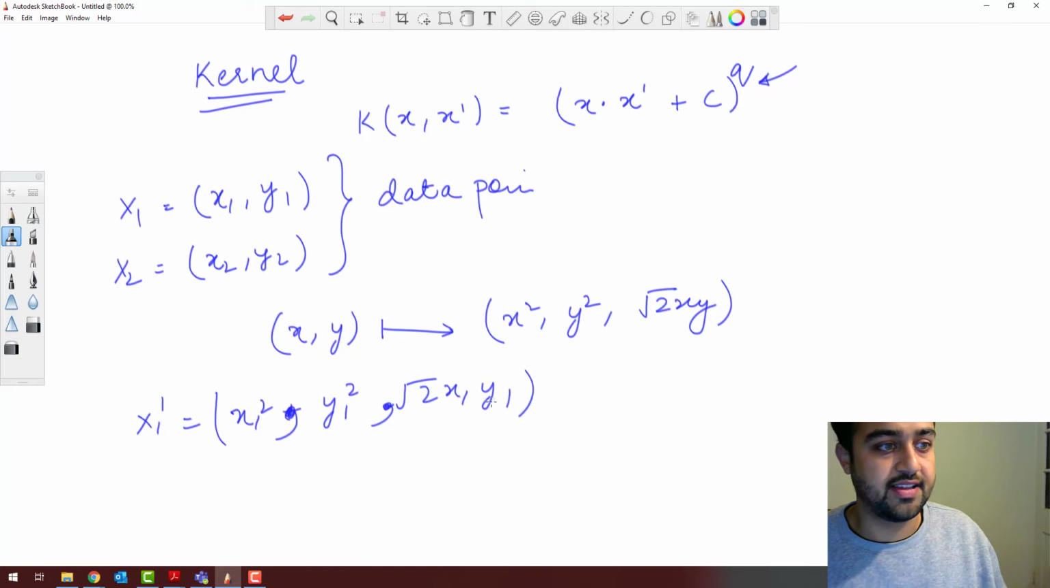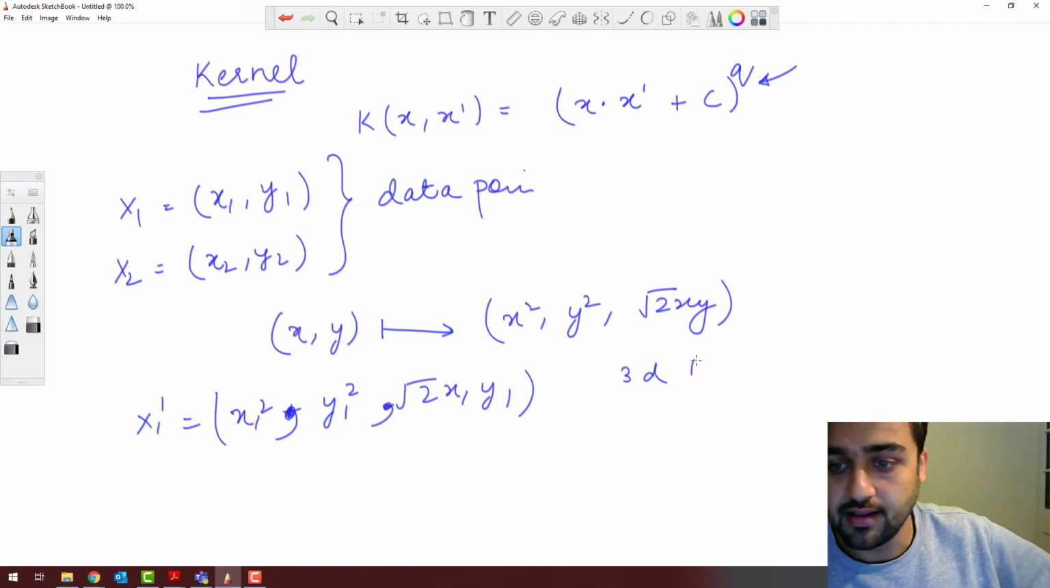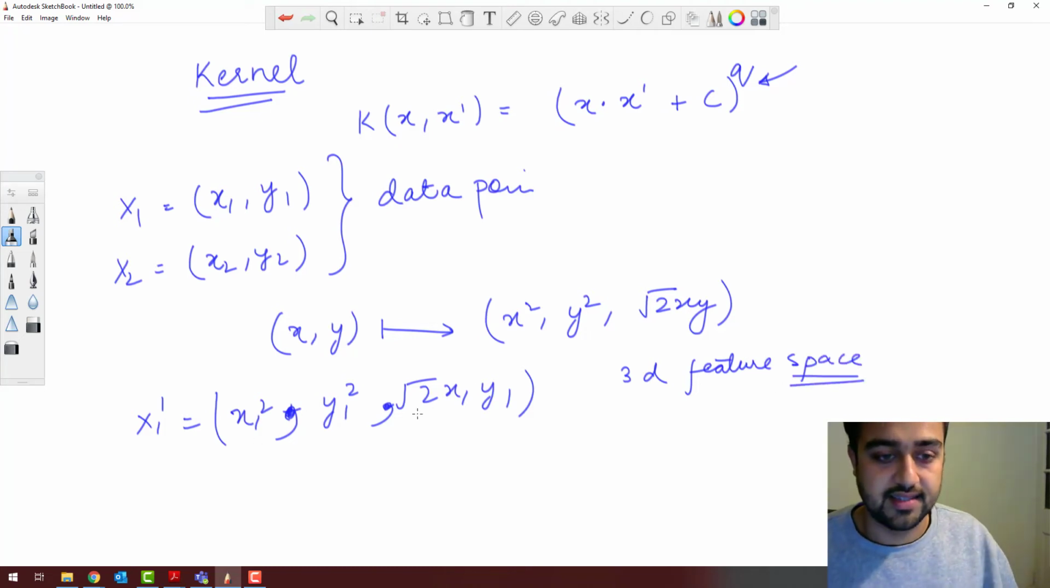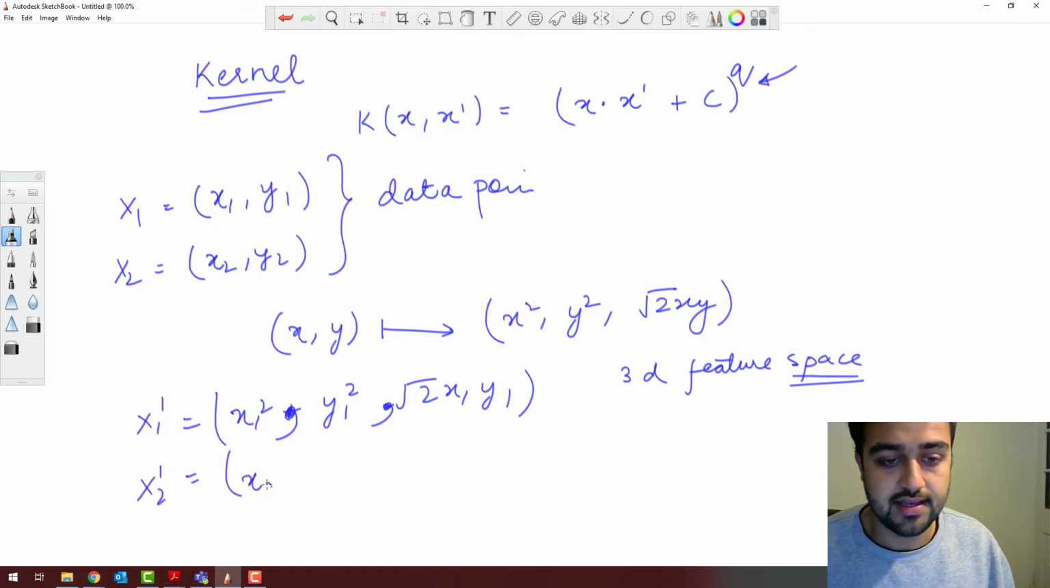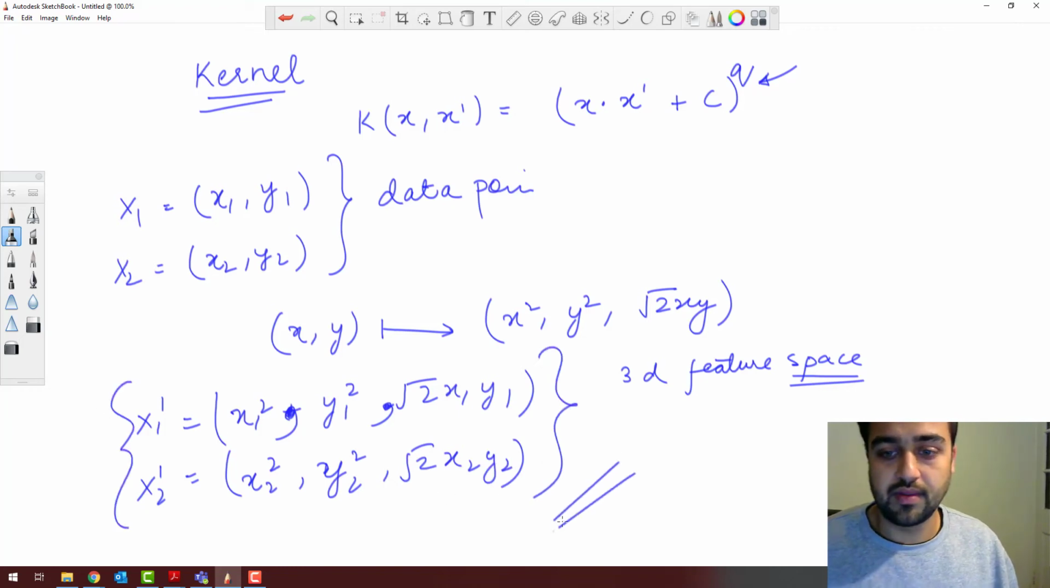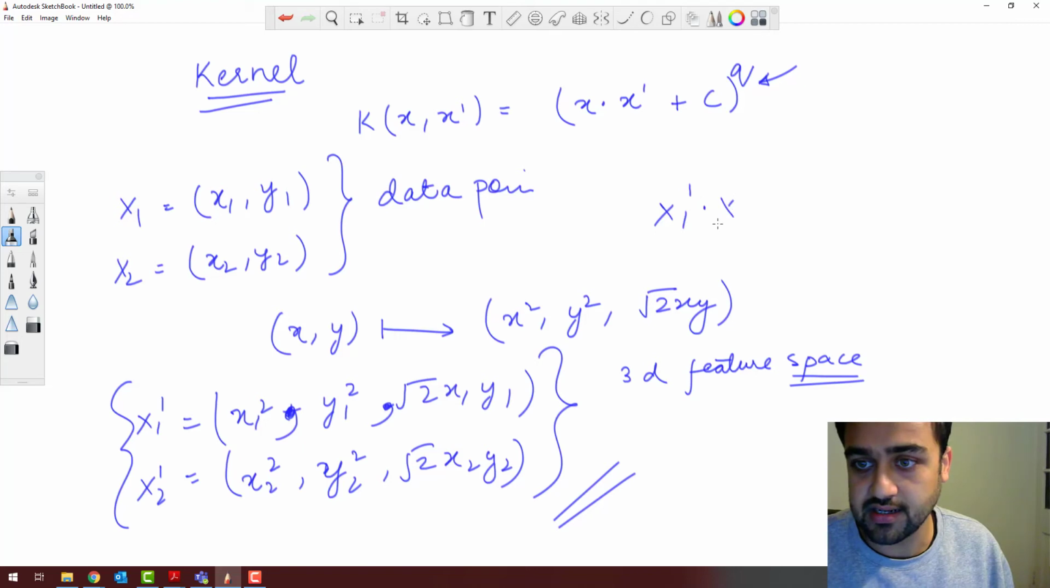This is the new feature space. It's a three-dimensional feature space, because there are three axes in this. Similarly, we find x2 dash. x2 dash is given as x2 square, y2 square and root 2 x2 y2, right? So to check if it's a valid kernel, it should be a dot product of both of these. So taking a dot product of x1 dash dot x2 dash, right?